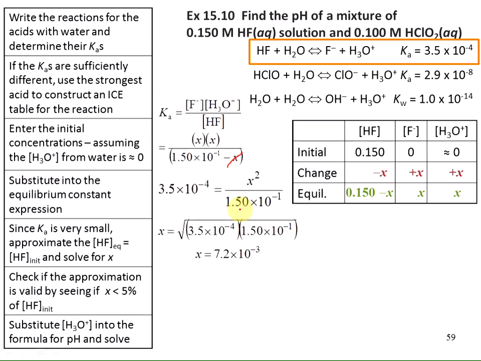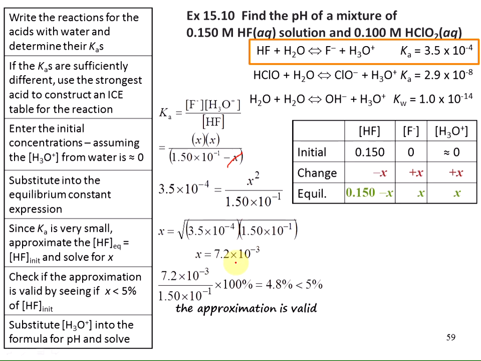Then I compare that value of the x, the hydronium concentration, to the initial concentration of the HF times 100, and I get 4.8%, which is less than 5, so it's okay to use this approximation that we used up here. So the F minus concentration, which equals the hydronium concentration, both of those values are 7.2 times 10 to the minus third when we solve for the x value. So if we want to know the pH, it's simply the negative log of the hydronium concentration. So we take the negative log of that 7.2 times 10 to the minus third, and we get a pH value of 2.14.